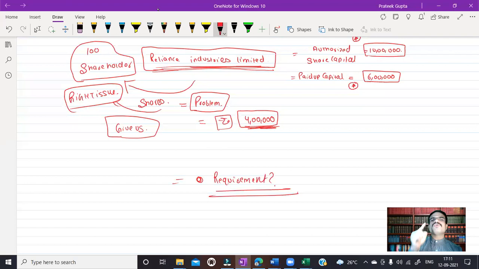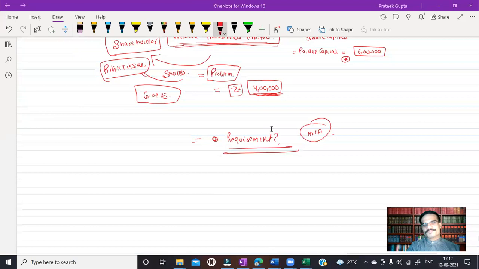Agar aap ek bahut badi law firm join karte ho, Khaitan, Link Legal, CAM, SAM, etc., then there is a different department that is known as the private equity department. In that department, you have to comply with the various procedural requirements as well as the Ministry of Corporate Affairs requirements. Aapko ye requirement karni padegi. But let me tell you with an easy example how this process will go on. First of all, beta, the company has authorized share capital of 10 lakh.